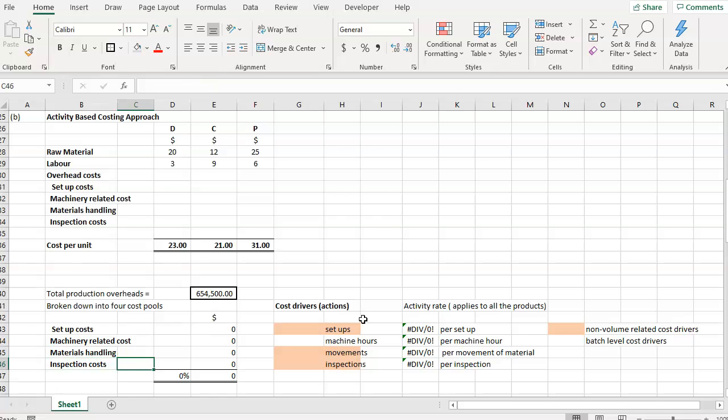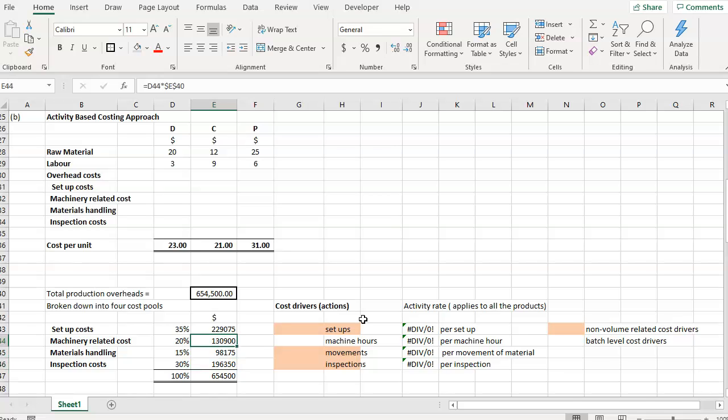So therefore you know that once you have been given the percentages, you have to use it to determine how much of the figure, the total production overhead, relates to setups, how much relates to machinery, how much relates to material handling, and how much of that $654,500 relates to inspection. So let's put in the percentages. We have 35%, 20%, 15%, and 30%. So I have already set in the formula to receive the data.